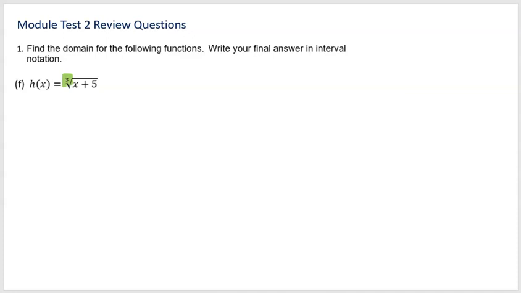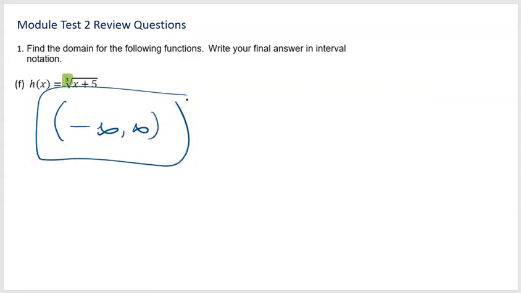So what do you do? You don't do anything. This is just like a polynomial. Your domain is negative infinity to infinity because you have an odd radical. You have a cube root. So that is your result. No calculation required.